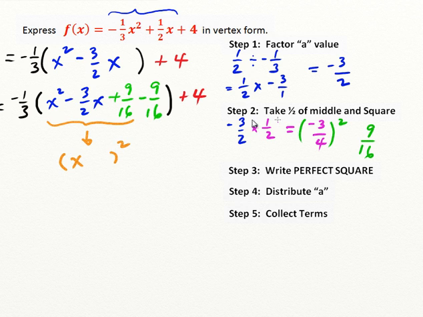And all I'm going to do is look over here in step 2. We took the middle coefficient, -3/2, and we took half of it, and that gave us -3/4. That is the value that belongs right in there. Okay? All right. The rest of the equation stays exactly the same.